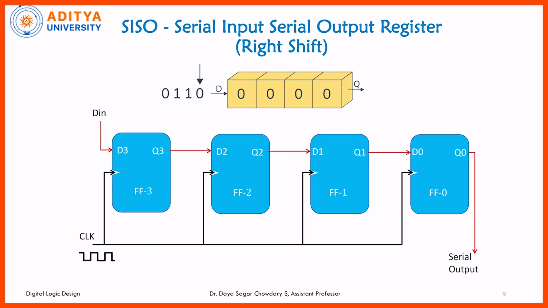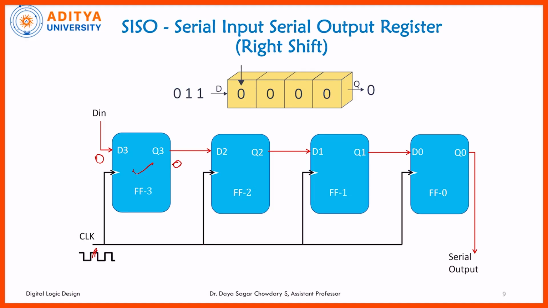Now coming to SISO, this is the right shift. You can shift the data according to the figure. If we concentrate on that particular 0, the arrow represents the 0. For the first clock cycle, the first D flip flop has the data 0. Now for the first clock pulse, the data will appear here, that is Q3.